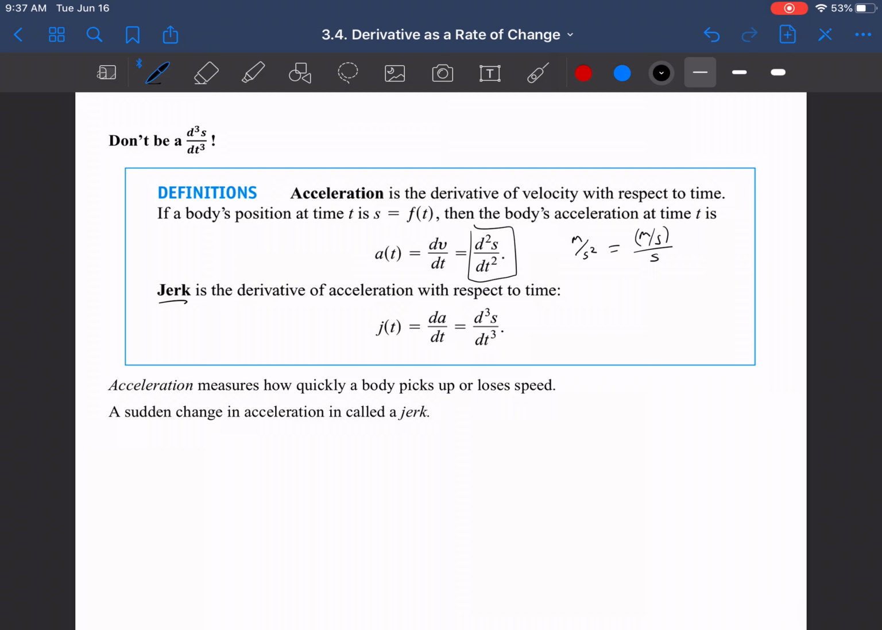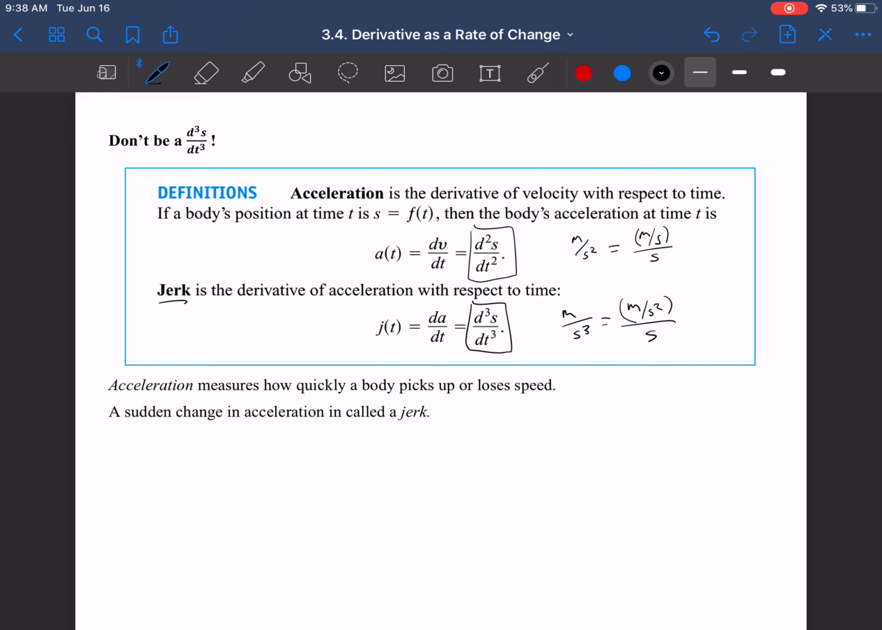Jerk is the derivative of acceleration with respect to time. So it'd be the third derivative of a change in position. This is the rate of change of acceleration. It would be meters per second cubed, which would be meters per second squared, the acceleration, per second.